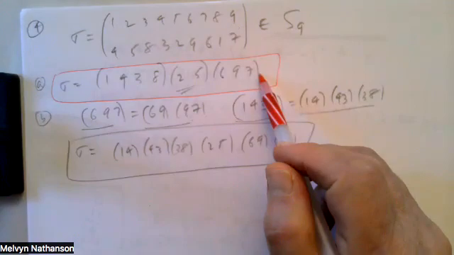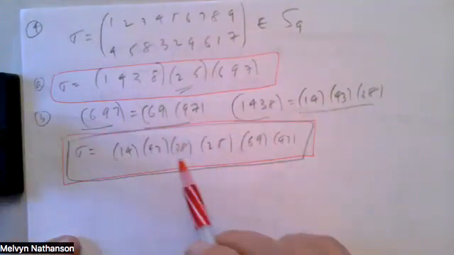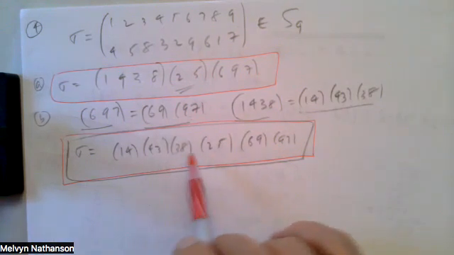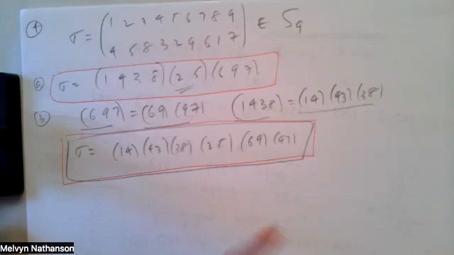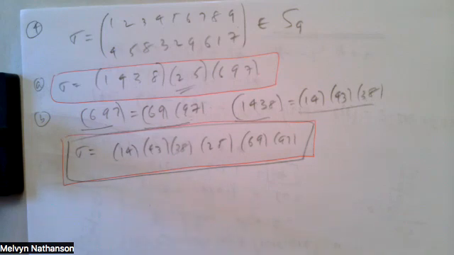Here is sigma as a product of disjoint cycles. Here is sigma as a product of transpositions, which are not disjoint. And these don't commute. You have to do it in a specific order. And it can be done in more than one way, but you can't just rearrange these arbitrarily.